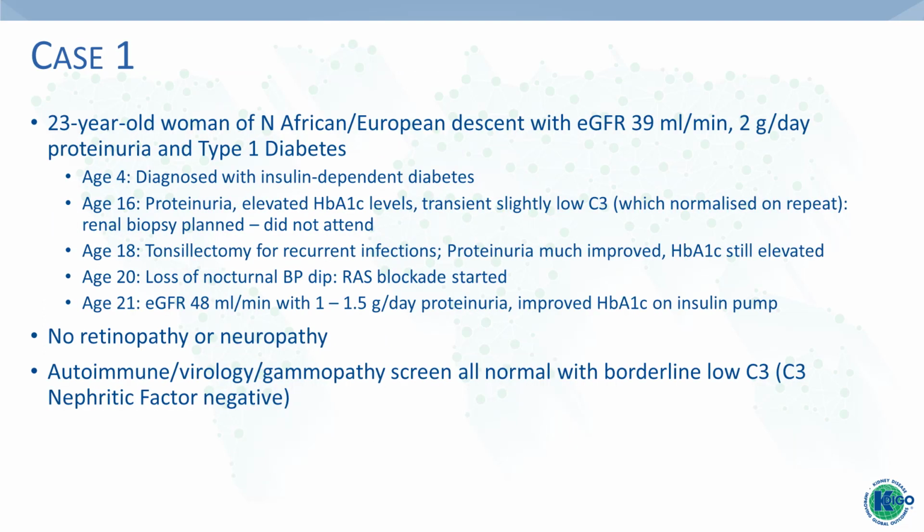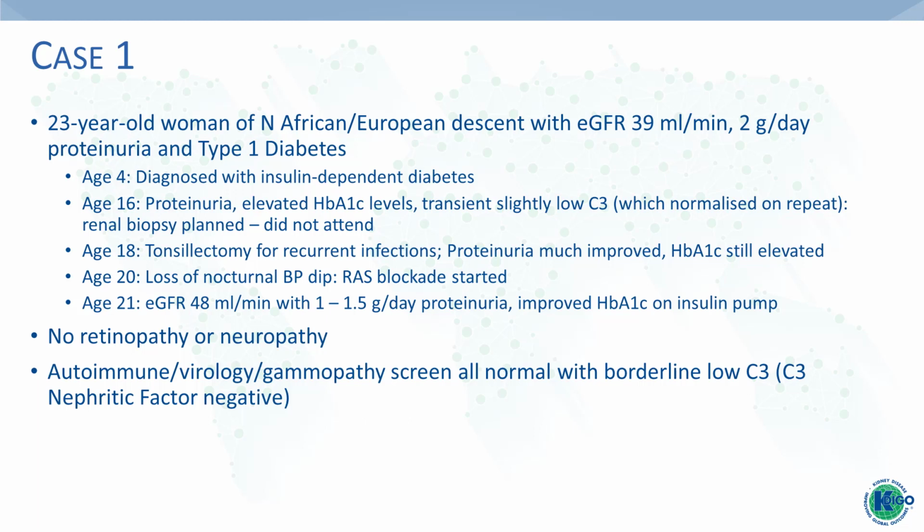So the first case is a 23-year-old woman of North African and European descent who presents with an eGFR of 39 mils per minute and around 2 grams per day proteinuria. She has a background of type 1 diabetes mellitus, which was diagnosed at the age of 4. At the age of 16, she'd been noted to have proteinuria with elevated HbA1c levels, and at that time, very transiently, a slightly low C3, which normalized on repeat. A renal biopsy had been planned, but she didn't attend for that.